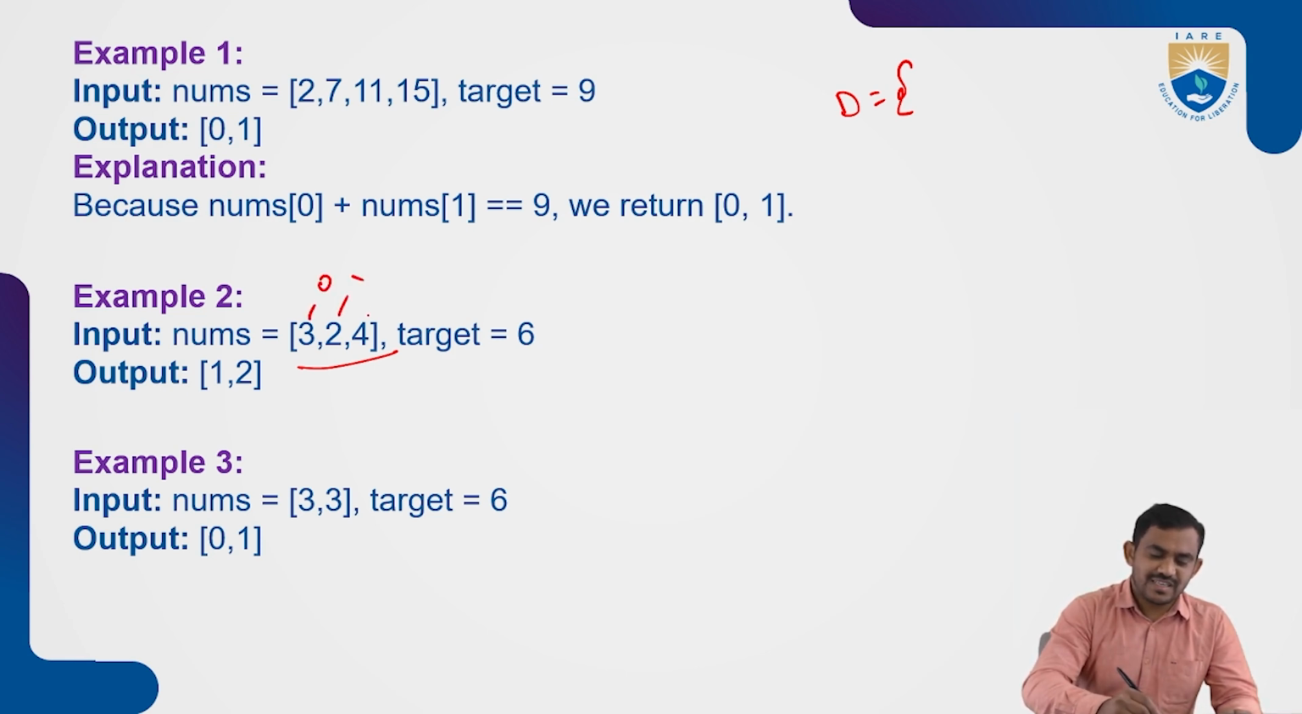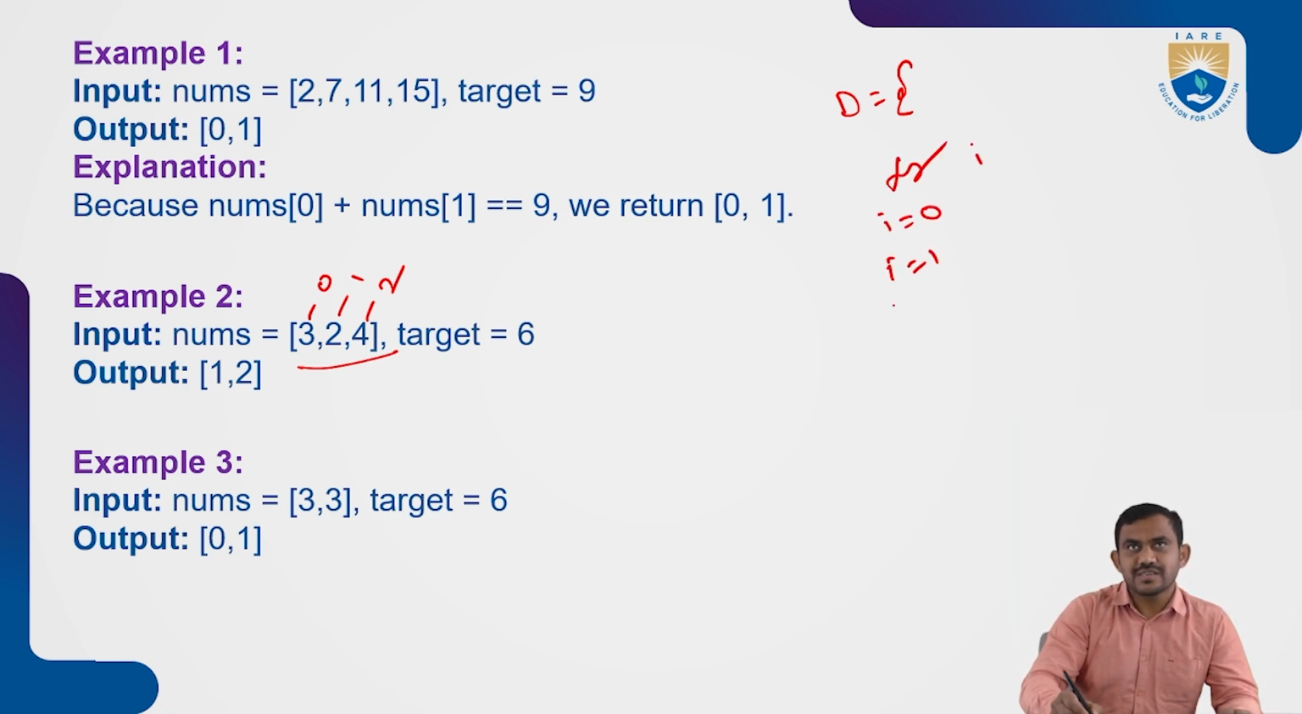0th index, 1st index, 2nd index. Use a for loop, i value. So i equals 0, i equals 1, and i equals 2, up to 2 itself. Done. Now your aim is what? Your target minus nums. So in the 0th index I have 3 as my value, then target minus your nums value, nums of i.